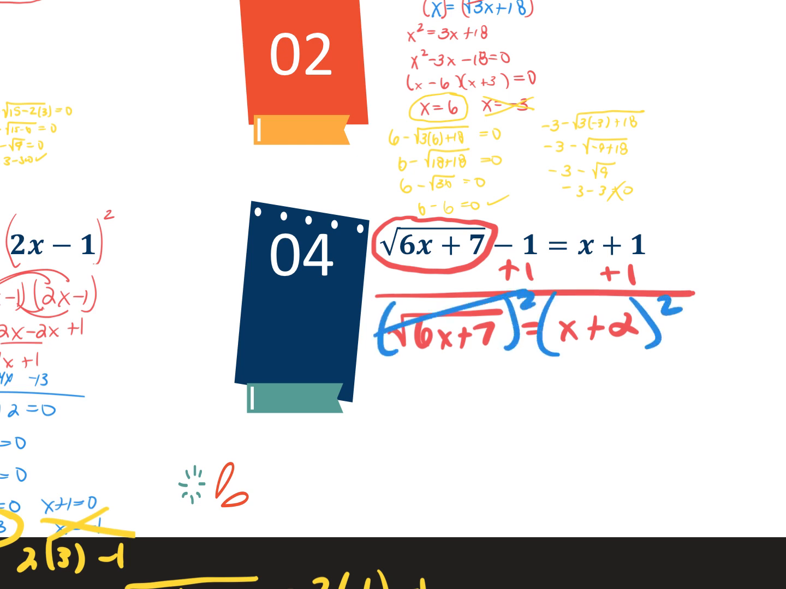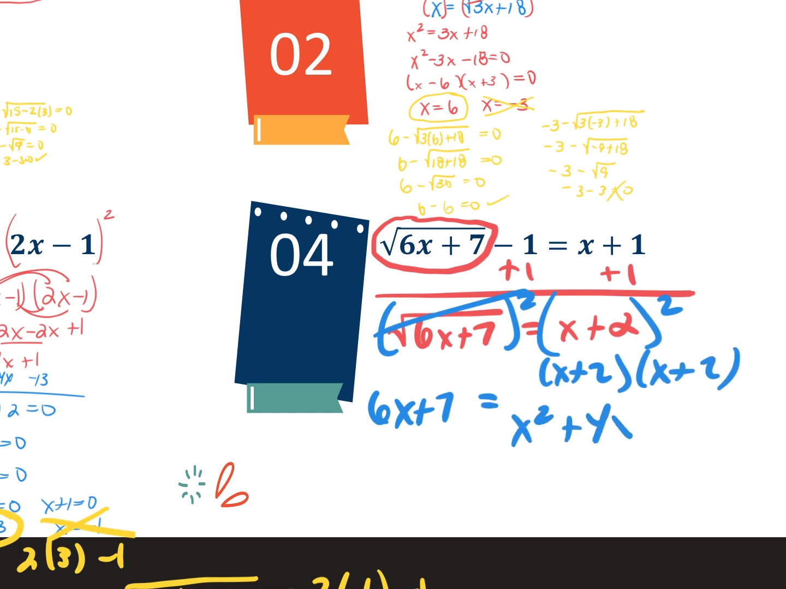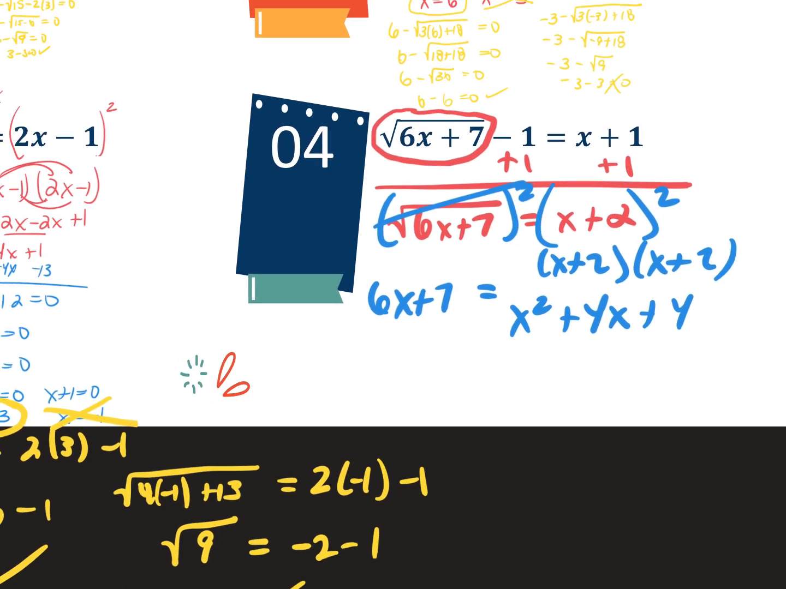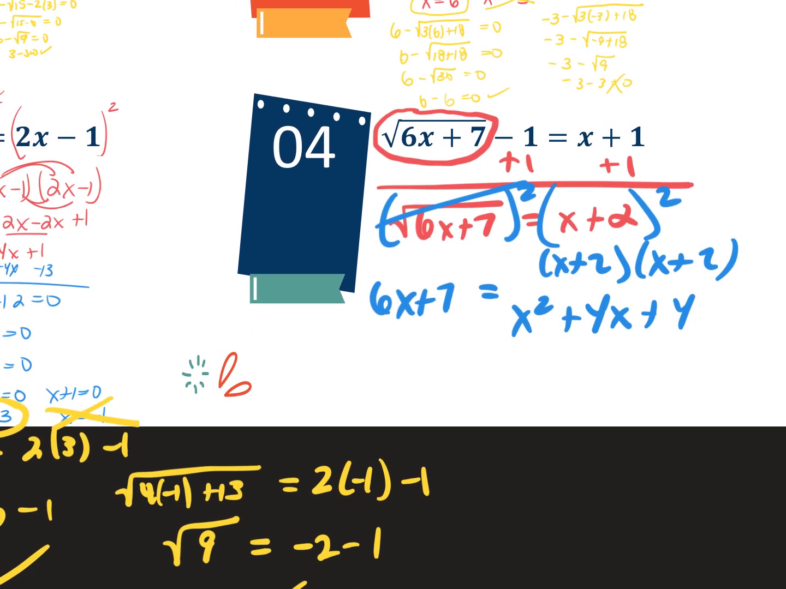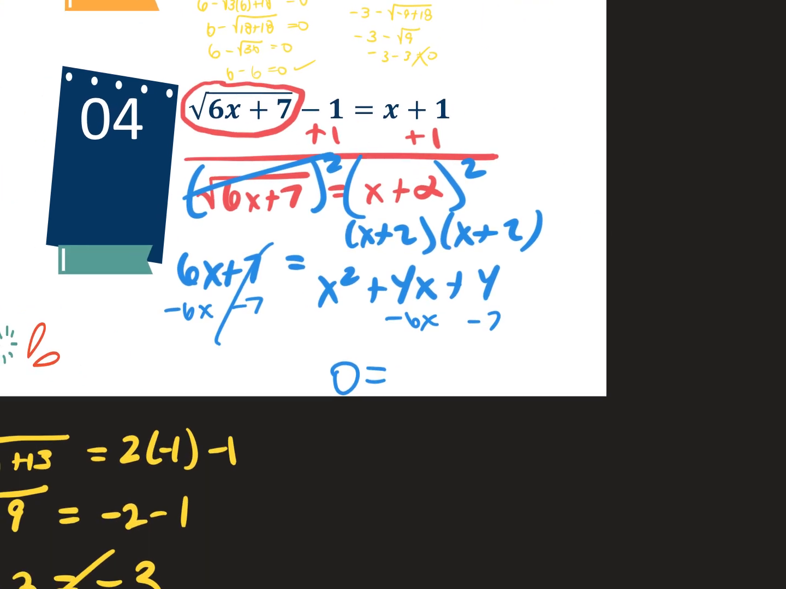When you square a square root, I'm left with 6x plus 7. Here, this is x plus 2 times x plus 2. So when we FOIL that out, we get x squared plus 4x plus 4. So we're going to move everything to one side and solve. So I'm going to subtract 6x and subtract 7. Subtract 6x and subtract 7. So I have 0 equals x squared minus 2x minus 3. So now we see, can we factor this?